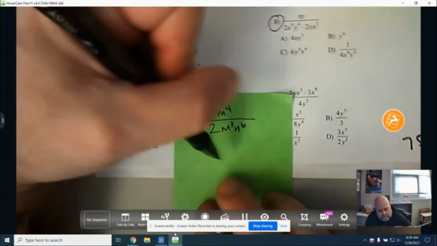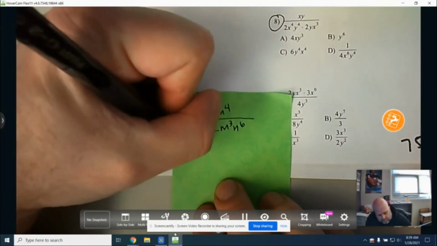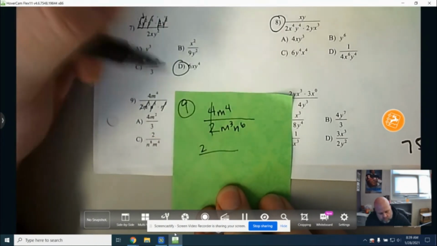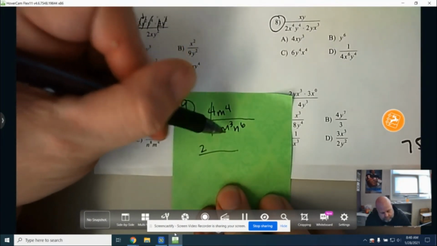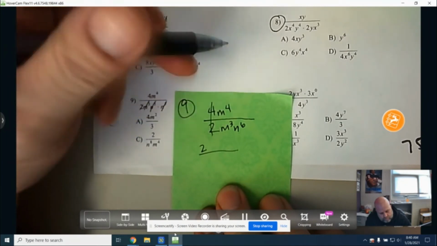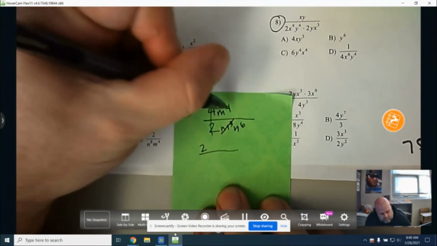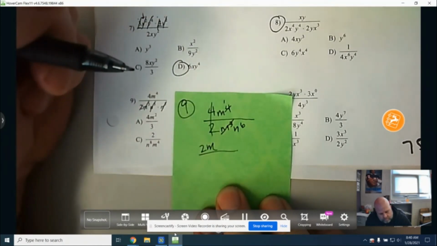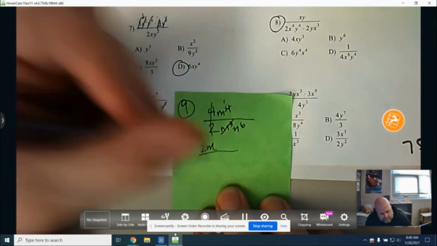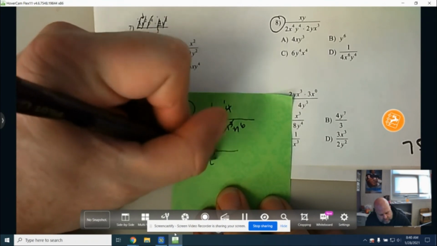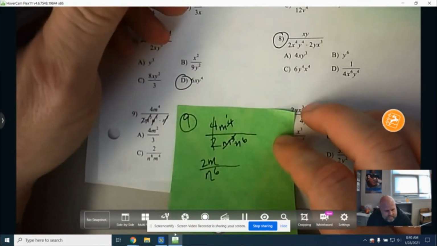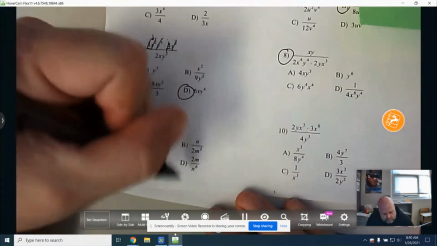Okay, I do need to go ahead now and divide. So 4 divided by 2 gives you 2. So I use those. Look at our m's. I've got 3 on the bottom, 4 up top. There's more up top. So if I cross those 3 out, that means there's only 1 left up top. So I have 1 m here. And then my n's. That's all I have for n, so it stays on the bottom. So it is 2m over n to the 6th, letter D.